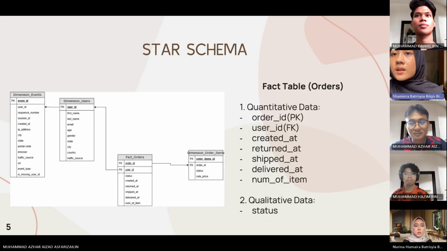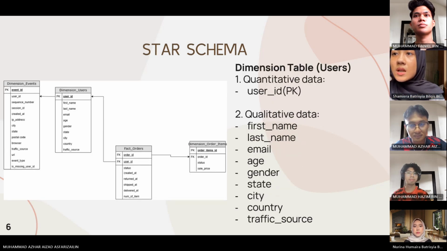Next. Alright, so let's take a closer look at our fact table orders. The fact table orders contains quantitative data such as order ID, user ID, created at, returned at, shipped at, delivered at, and number of items. Its qualitative data is the status. For the dimension table user, our quantitative data is user ID. Meanwhile, the rest is qualitative data.